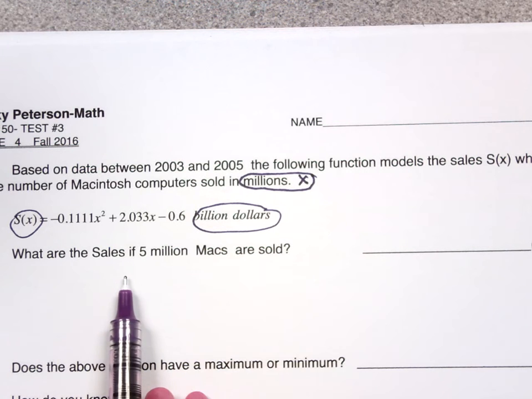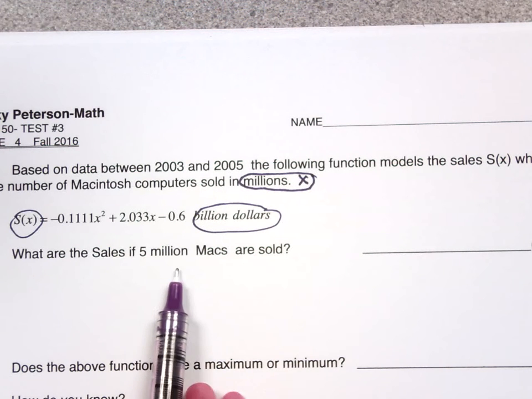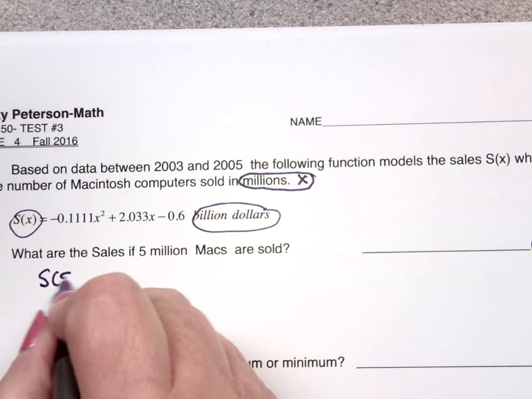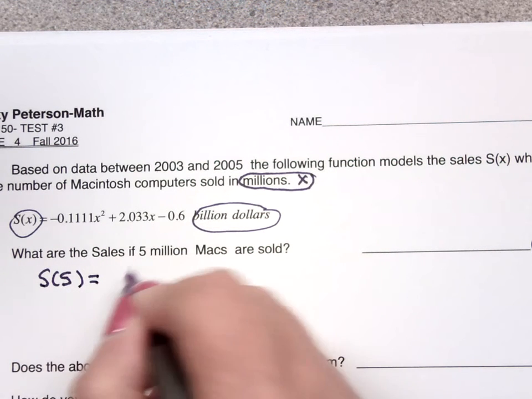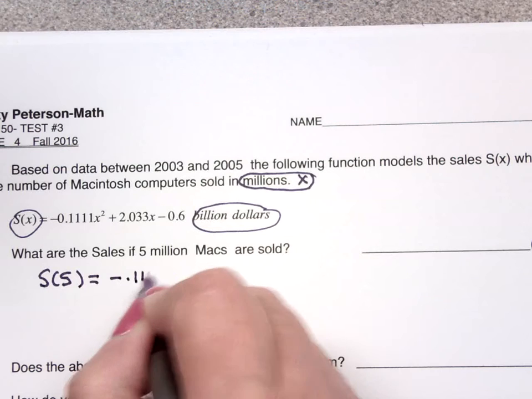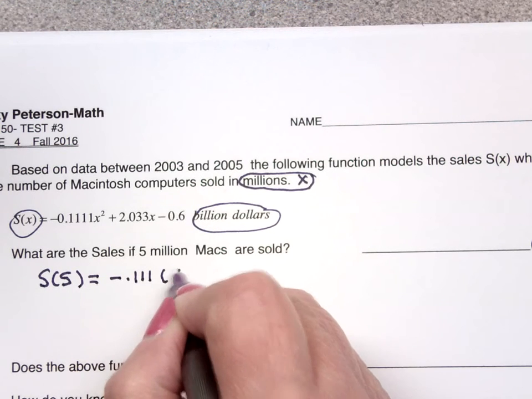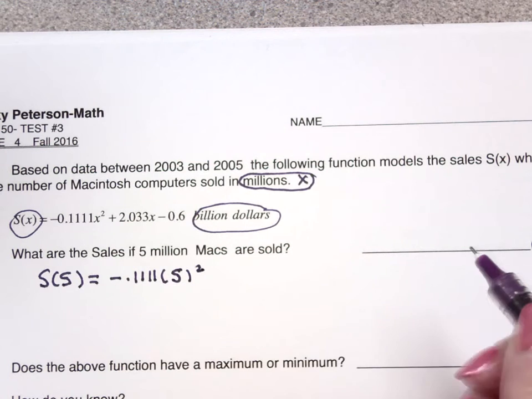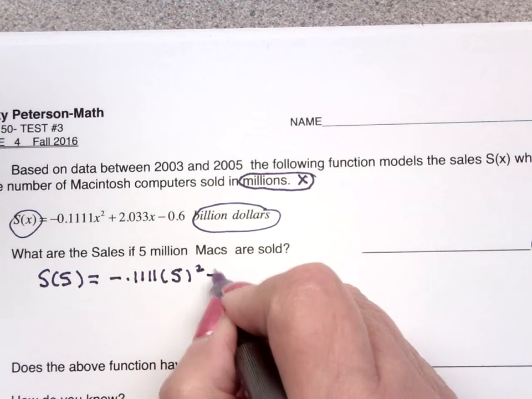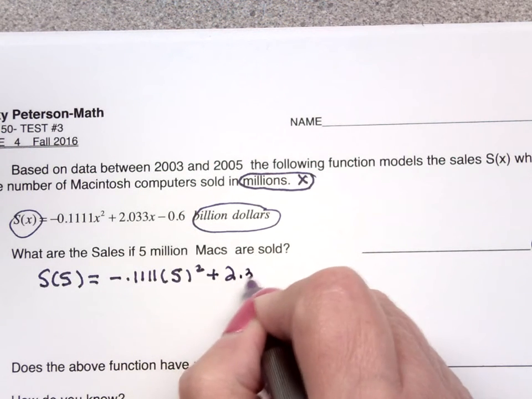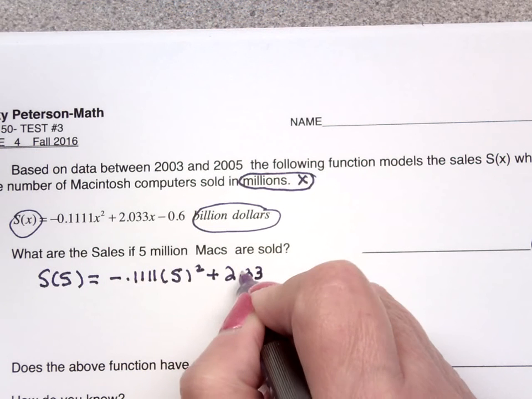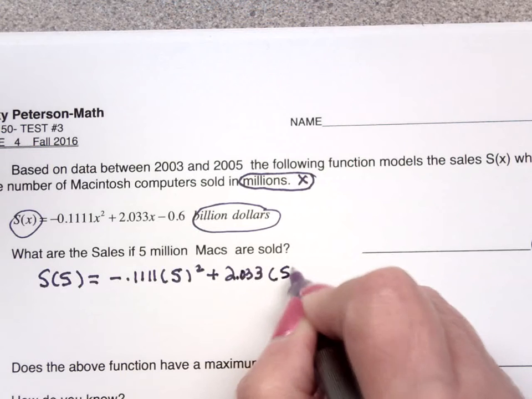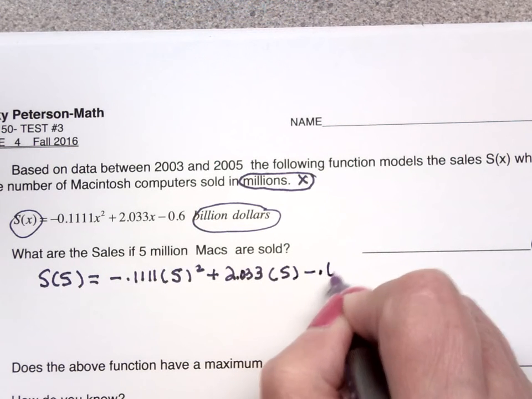What were the sales if 5 million Macs were sold? Well, that's S of 5, which is negative 0.1234 times 5 squared plus 2.033 times 5 minus 0.6.